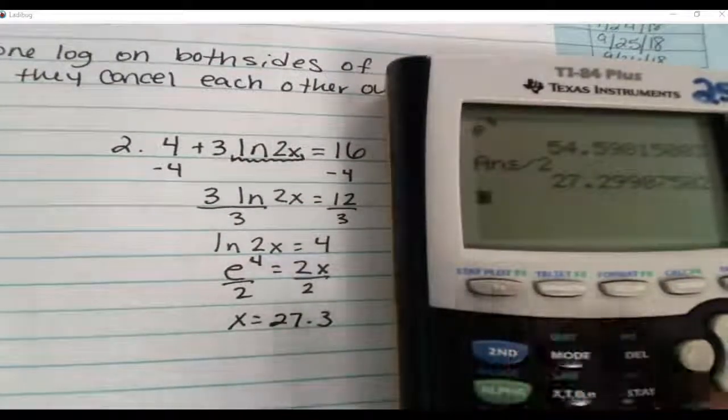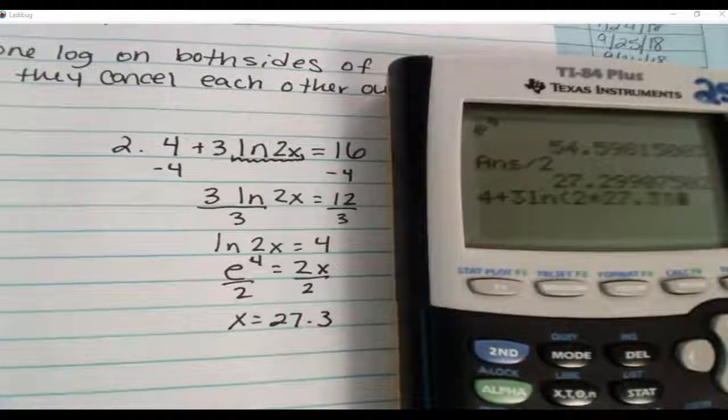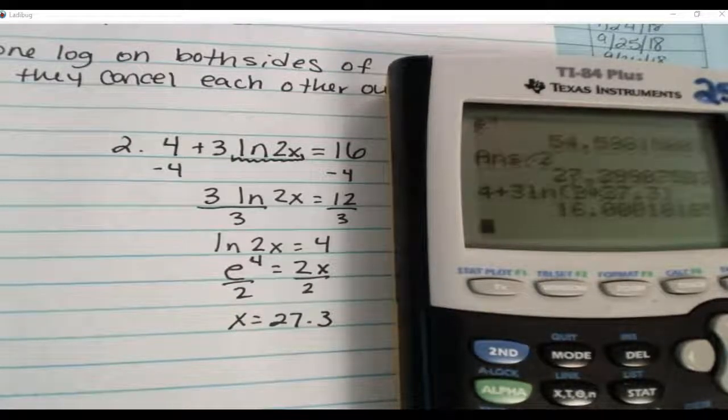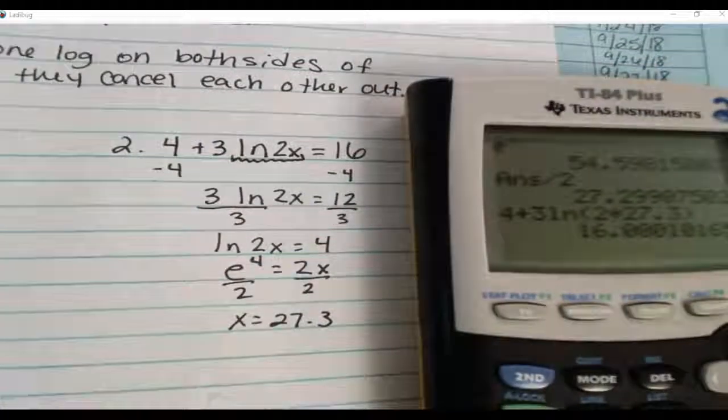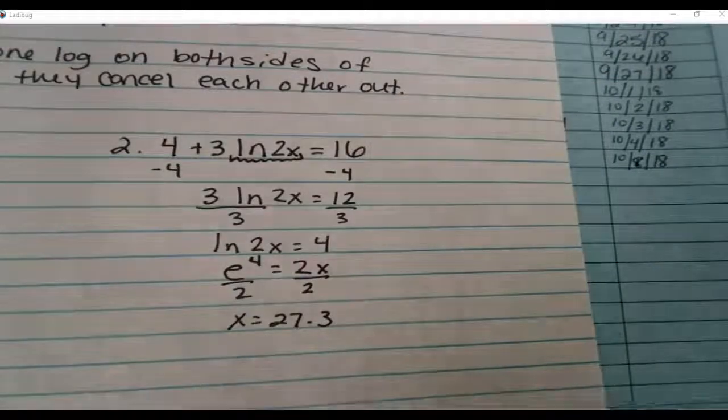And now let's plug it back in and make sure that it works. So 4 plus 3 ln of 2 times 27.3, and we get pretty much 16. So it's not exact because we rounded, but that's close enough. Questions?